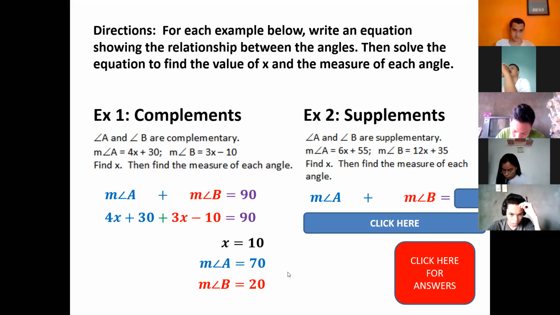To check if your two angles are complementary to each other, why not add 70 and 20? And indeed, it results to 90 degrees. Therefore, your answer is correct, and that is 70 and 20 degrees.